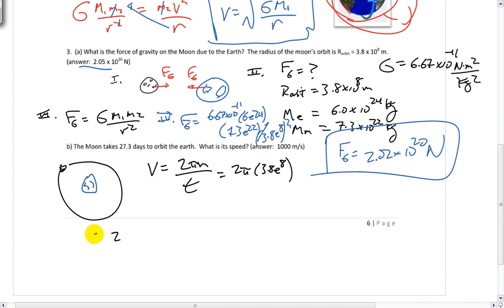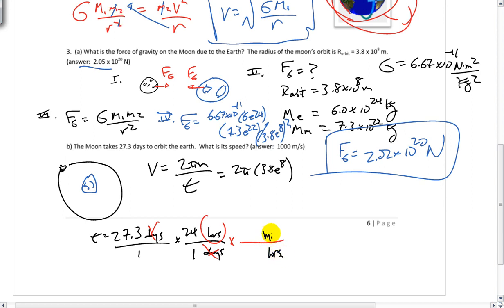Okay, so a time of 27.3 days. We can think of this as being over 1. We're going to get rid of days, go to hours. In 1 day, there's 24 hours. So we cancel out days, we have hours. Then we can get rid of hours by putting it on the bottom, go to minutes. In 1 hour, there's 60 minutes. So now the hours cancel out, and we have minutes.